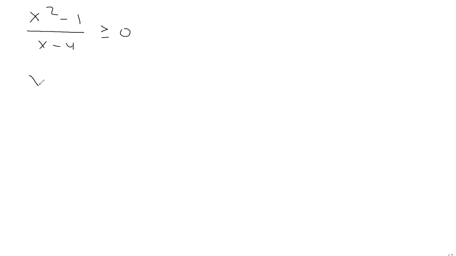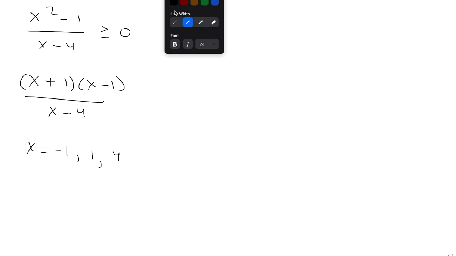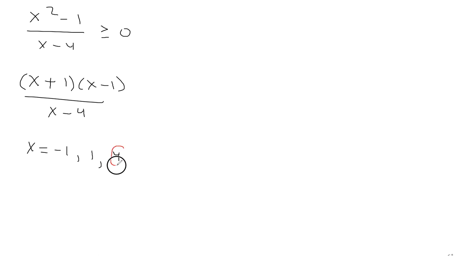My first step is to factor that numerator, as always, so we can figure out where our zeros are. So it looks like I have zeros at x equals -1 and 1, and then I have an undefined point at 4. So I have to be careful not to include this one because it came from the denominator. But because it has an equals on it, I do want to include the -1 and the 1, because those actually equal 0 when we get to the answer at the end here.